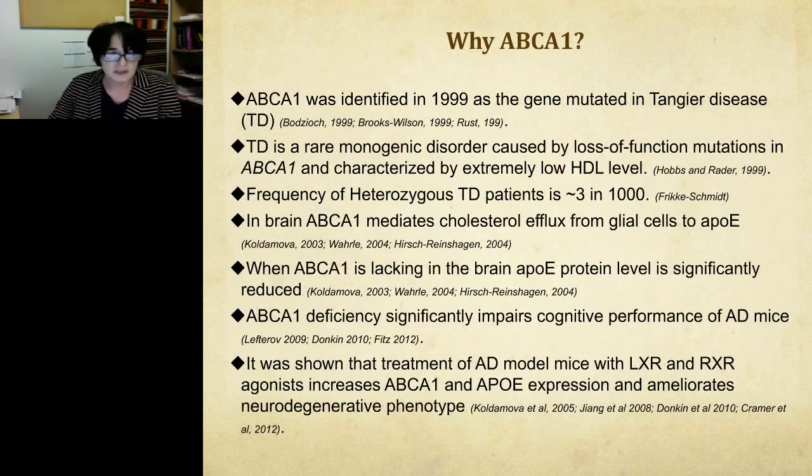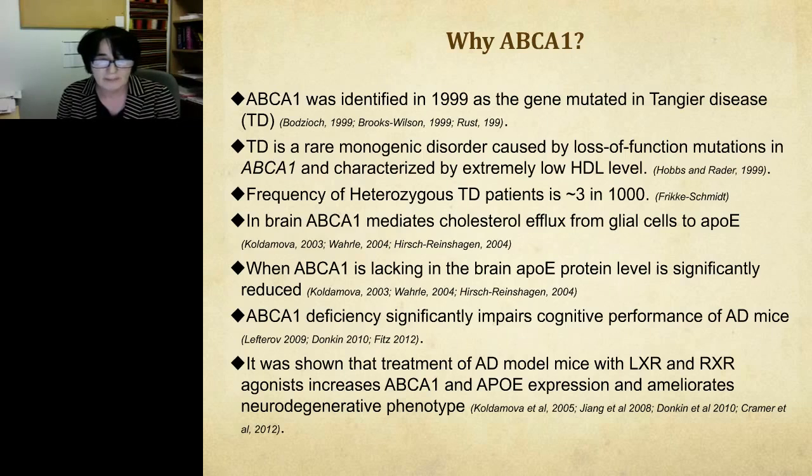Why are we interested in ABCA1? This transporter was identified in 1999 as the gene mutated in Tangier disease. Tangier disease is a rare monogenic disorder caused by loss of function mutation in ABCA1. It is characterized by extremely low HDL and APOA1 levels. ABCA1 also mediates cholesterol efflux from glial cells in the brain and is responsible for the generation of brain HDL particles. When ABCA1 is lacking, the levels of apolipoprotein E and A1 in the brain, as well as the HDL particles in brain and cerebrospinal fluid, are significantly reduced.